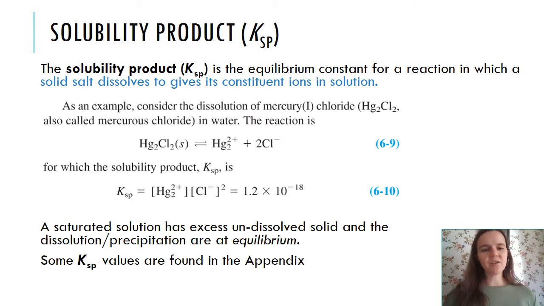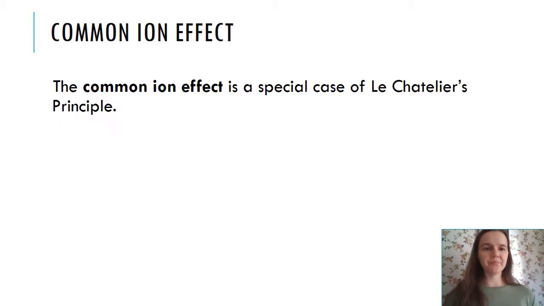What this is telling us, though, is that you have to have this excess undissolved solid. There has to still be mercury chloride solid in there in order to be at equilibrium. If there's no solid left, it's not really at equilibrium, so be careful about these kinds of things. Those Ksp constants are available in the appendix of pretty much any analytical chemistry textbook and general chemistry book.